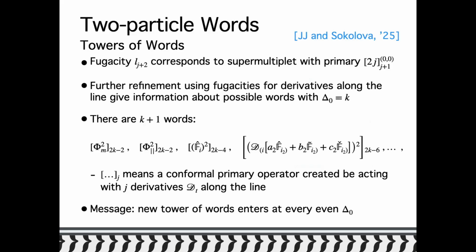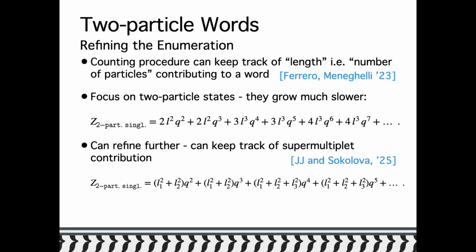So as I said, I should have put this line maybe in the previous slide, but the fugacity L_{j+2} corresponds to a supermultiplet with primary (2j, j+1, 0, 0), right? So basically it tells me here that there are two elements of that supermultiplet that are generating this word.